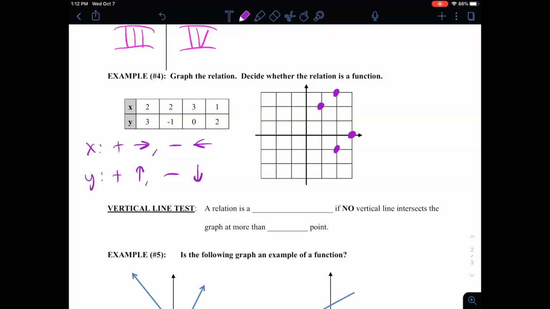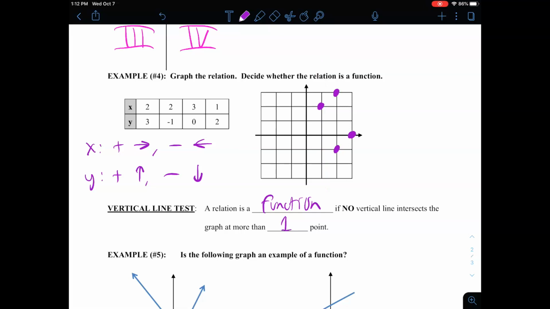But you can also tell from a graph. And the way you tell from a graph is called the vertical line test. The vertical line test works like this: a relation is a function if no vertical line intersects the graph at more than 1 point. More than 1 point. So I should be able to take my pencil across my paper and draw a vertical line straight up and straight down and see it should only cross the points once.